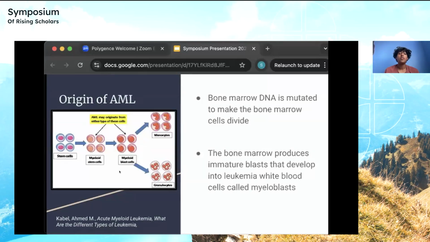So how about the origin of AML? AML originally comes from when the bone marrow DNA is mutated to make bone marrow cells divide. And because these cells divide, they multiply and grow, which is called myoblasts. But pretty much when they build up and grow, it just crowds out and interferes with the healthy cells.